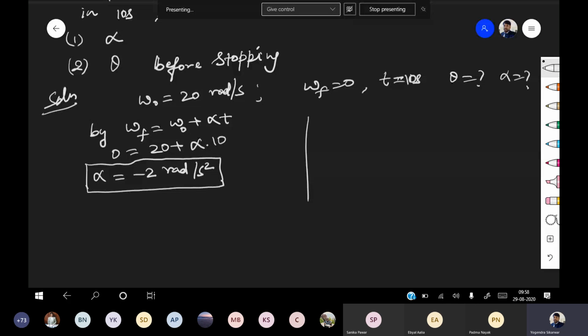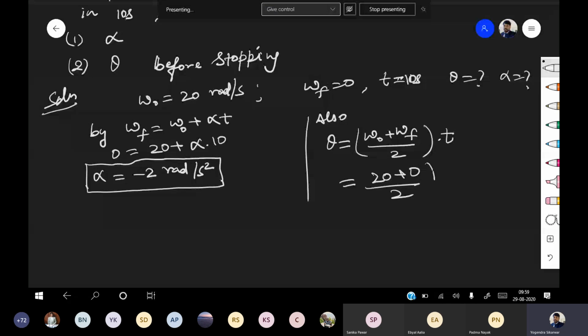Also, theta, we can use any of the formulas. I am using omega naught plus omega final by 2 into t, because acceleration is uniform, though it is retardation, but still. So omega naught is 20, omega final is 0, by 2 into 10, and that gives us theta is equal to 100 radians.